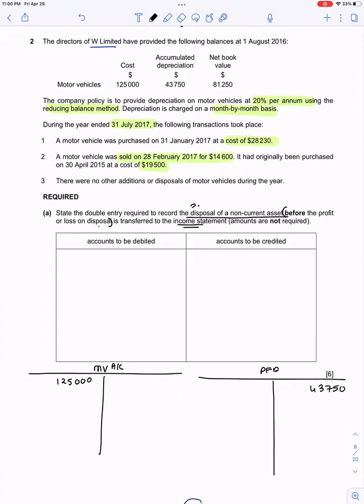I am first purchasing a non-current asset. So whenever you have the reducing balance method on a month by month basis, you charge depreciation on three things separately. What are the three things? On the asset purchased first, then the old asset sold, and the remaining assets.